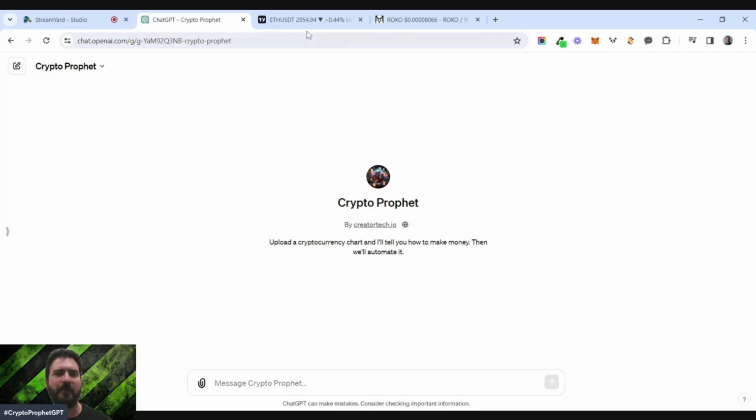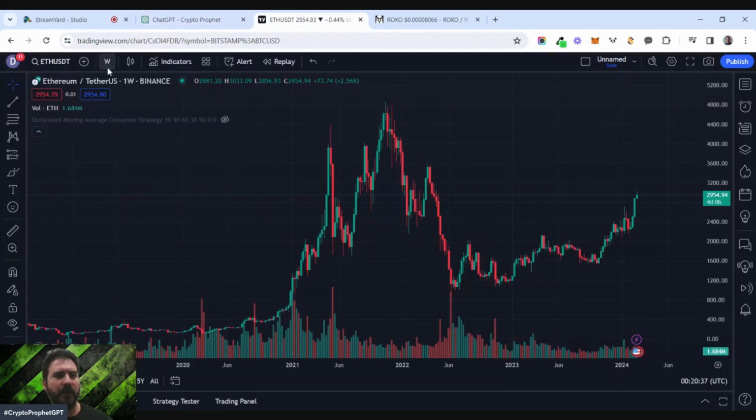Very, very cool stuff. I'm going to go over to TradingView. I'm going to look at the weekly chart. And you can see the chart here, Ethereum on the weekly, on TradingView on the Binance exchange. I'm looking at the weekly. I like to start with the weekly. We could jump down to even the minute charts if you'd like. It works for all different types of time frames.